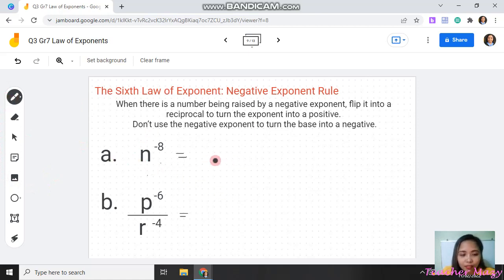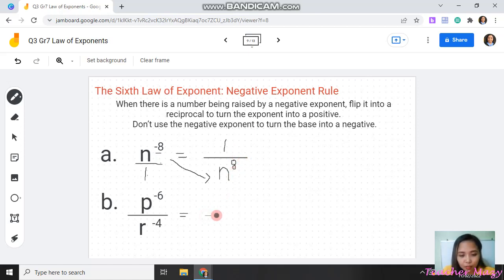Okay, so for letter A, since we have n^-8, kapag ganyan ang given, ang denominator niyan is 1. So let's flip it or get the reciprocal. That means the denominator becomes the numerator and the numerator becomes the denominator. So from negative, kapag nalipat siya sa denominator, the exponent becomes positive. Okay, so the answer is 1 over n raised to 8.